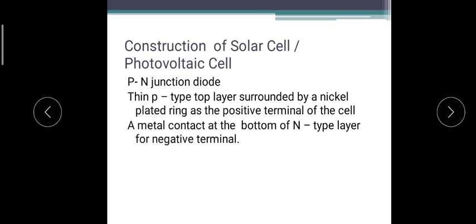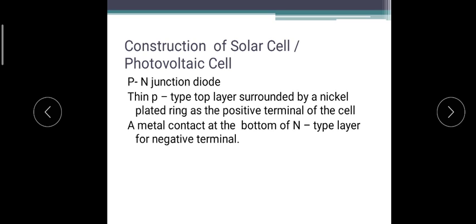Construction of a solar cell or photovoltaic cell. The construction of a photovoltaic cell involves a PN junction diode appropriately doped. The top layer is made up of P type so that the light radiation which falls onto this top layer will penetrate towards the junction, and this top layer is arranged in such a way that it is very thin, and the P doping is done at a very high percentage.